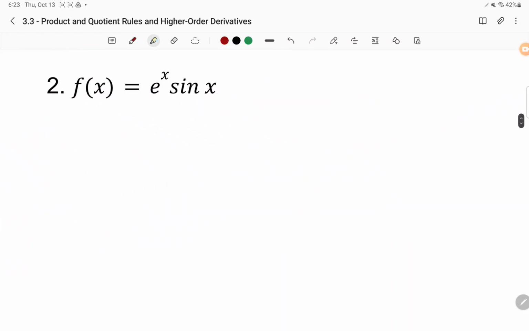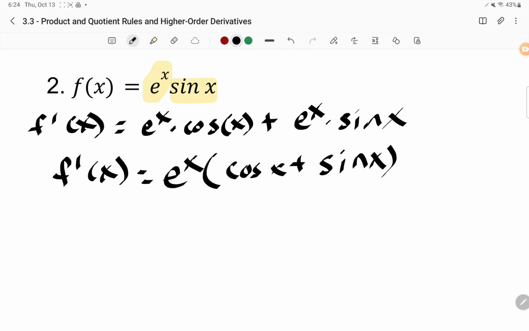You have the two functions being multiplied together, e to the x and sine x. Go ahead and apply the product rule to find the derivative here. So let's take a look at this one. We have e to the x times sine of x, so it's going to be then the derivative of e to the x, which is e to the x on both of those, but on one of them we have to multiply by the derivative of sine, which is cosine here.